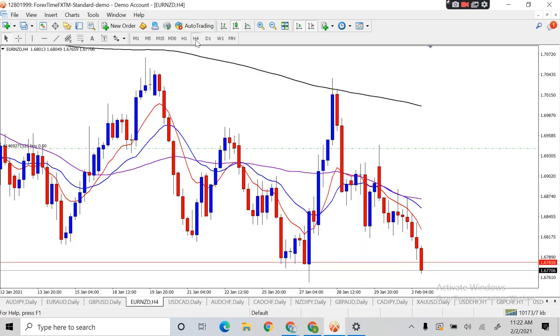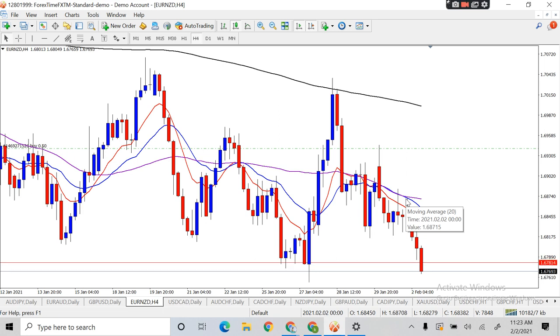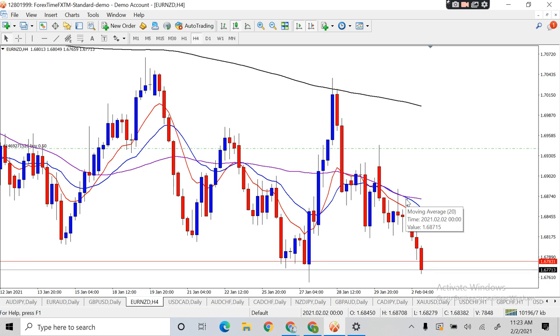On the H4, you can see that it's been selling all the way, and you see that the 20 moving average just crossed the 50 moving average, which is equivalent to what we call the death cross. The death cross being the 50 moving average crossing the 200 moving average downward. So you can see all indications of this pair is telling us to do what? To sell. So it is sell all the way for this pair.